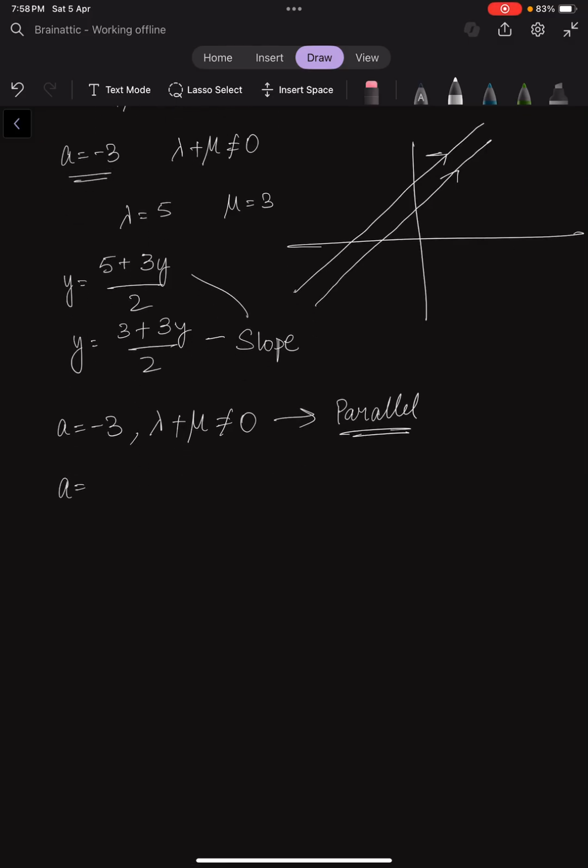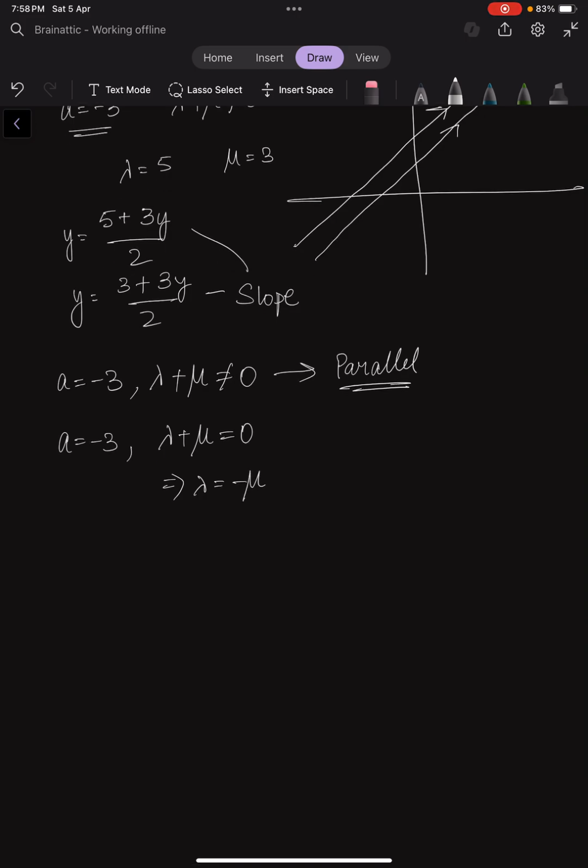Similarly, when a is equal to minus 3 and lambda plus mu is equal to 0, this implies that lambda is equal to minus mu. So in that case, they will completely coincide. Now let's do it by an example itself.